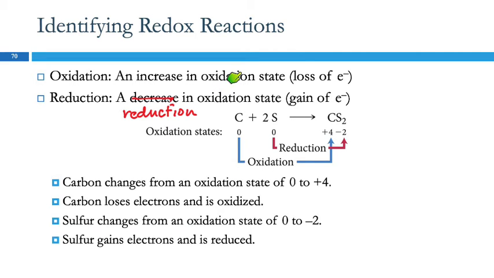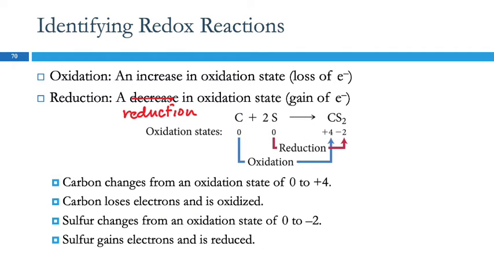Increase in oxidation state corresponds with a loss of electrons. So OIL RIG is still true. So here we have carbon and sulfur reacting with each other. 2 nonmetals, there's no ions forming, so how do we tell if this is an oxidation-reduction reaction? We're going to look at the oxidation states of the reactants and the product. And both of these are elements, so they start at 0.